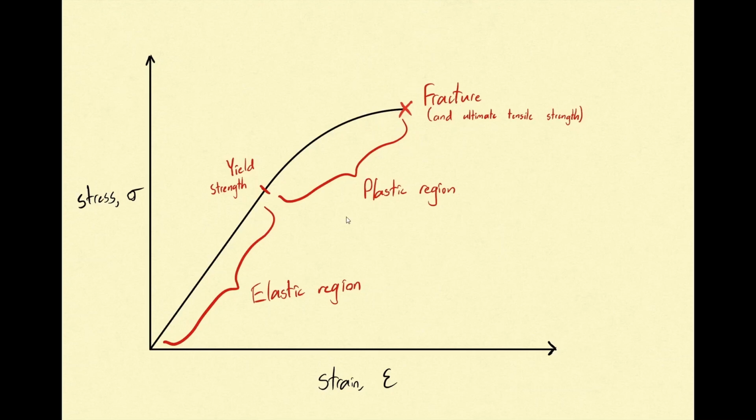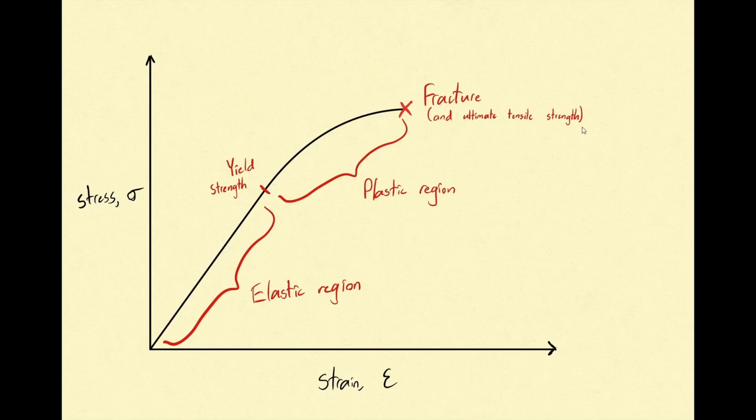Now, after the elastic region, we have plastic deformation. This means that any deformation here is now permanent, and it will no longer return to its perfect original state. If you were to release the tension here, it would follow the same slope, but it would not return to zero. It would not return to the origin. It would return a little bit right of the origin. The point where it fractures is also known as the ultimate tensile strength.